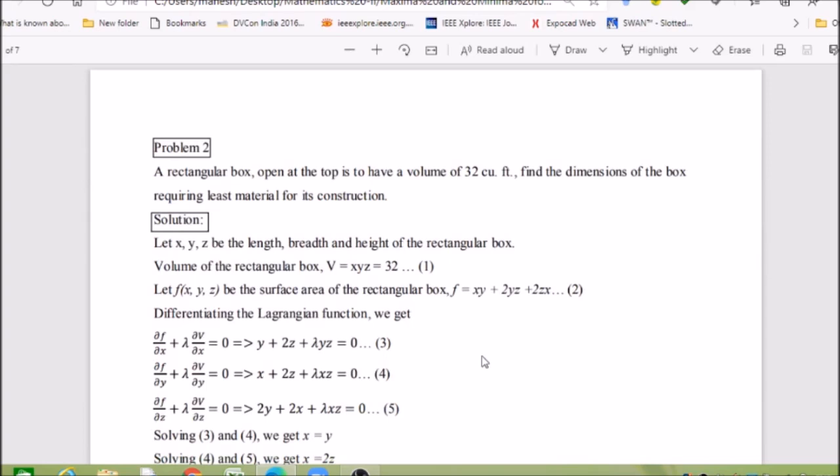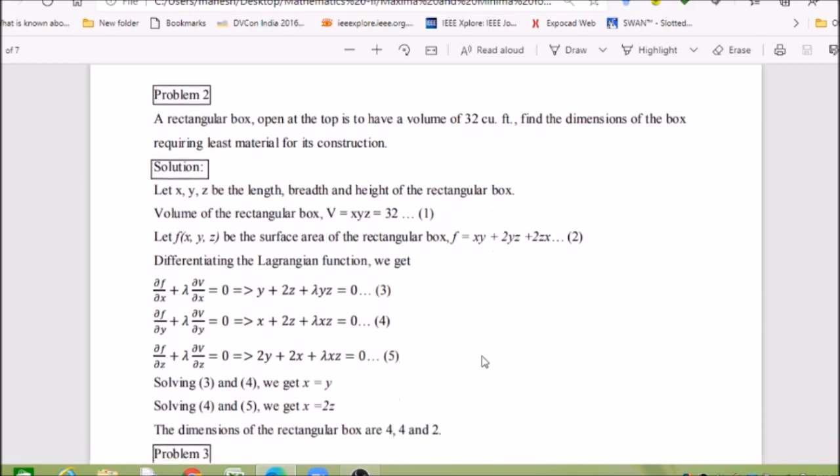So another problem is, a rectangular box open at the top is to have a volume of 32 cubic feet. Find the dimensions of the box requiring the least material for its construction. Let x, y and z be the length, breadth and height of the rectangular box.